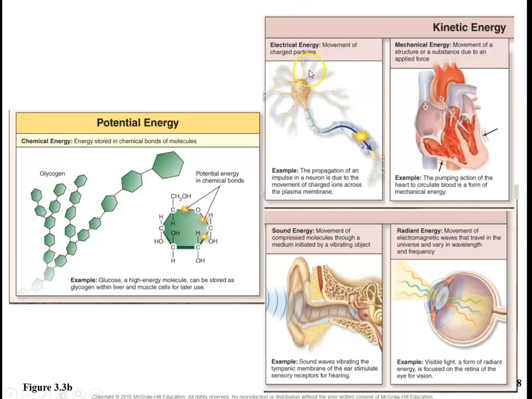On this side, you have examples of kinetic energy that we just talked about. So radiant energy, right? Light coming in and hitting the retina of the eye. Sound energy, where molecules that are vibrating hit an object. Mechanical energy, and just remember muscle contraction. And electrical energy, we see that in the movement of charged particles. For example, the nerve impulse down a neuron.